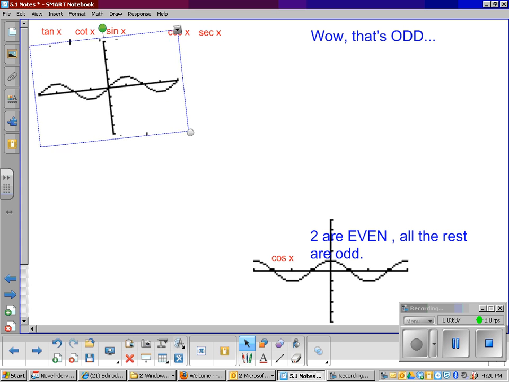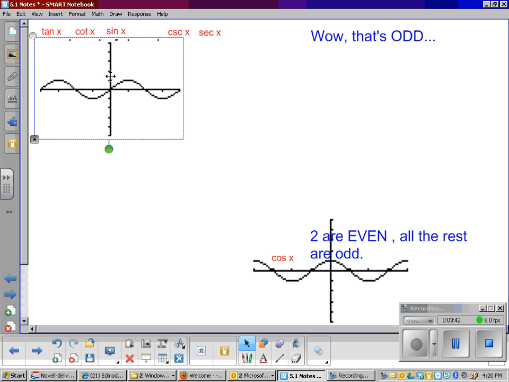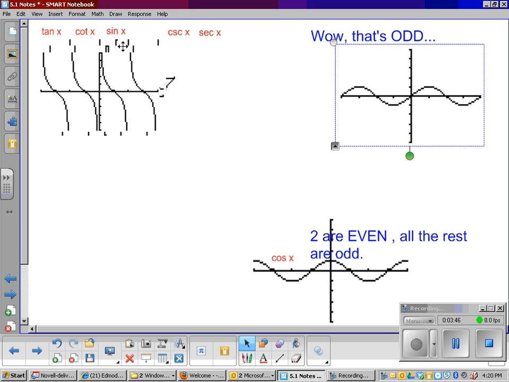If you rotate this graph 180 degrees, then it looks exactly the same, which is a characteristic of an odd function. It's origin symmetric. So the sine is an odd function.